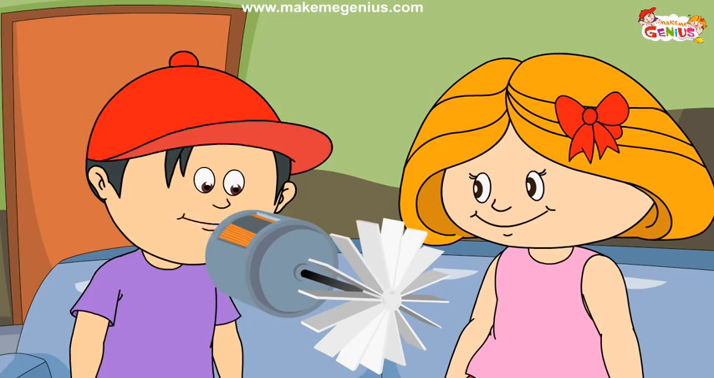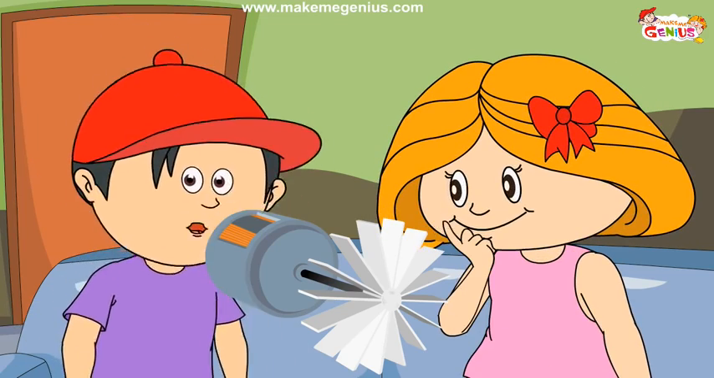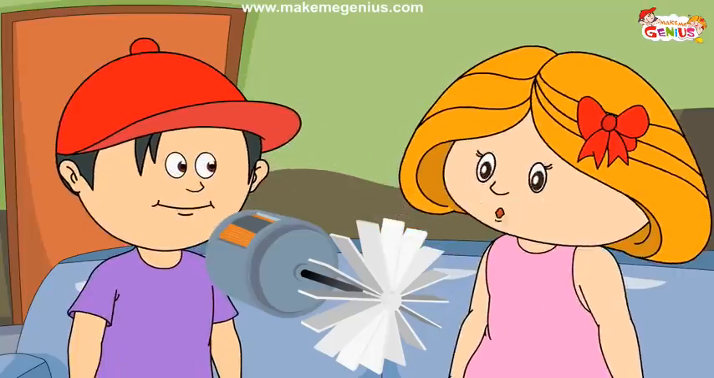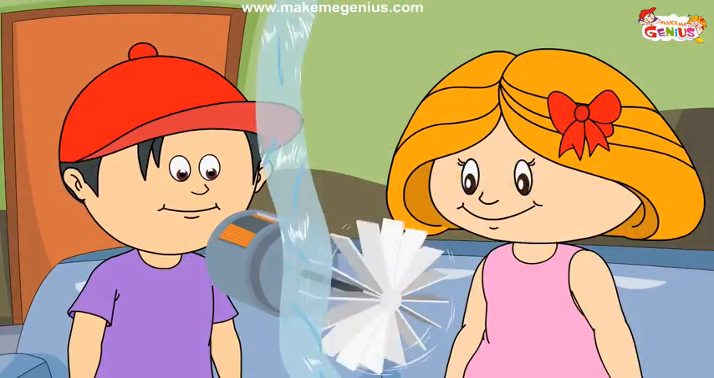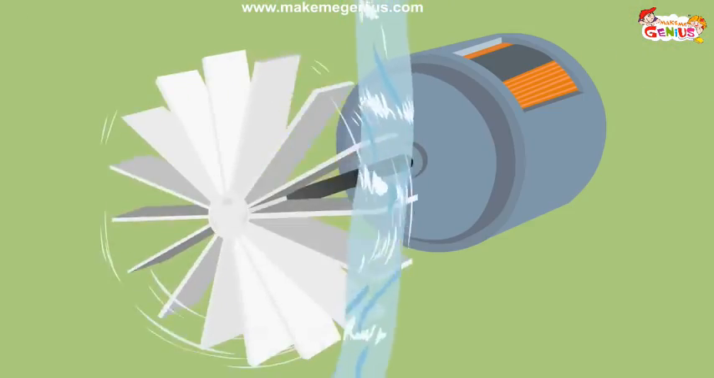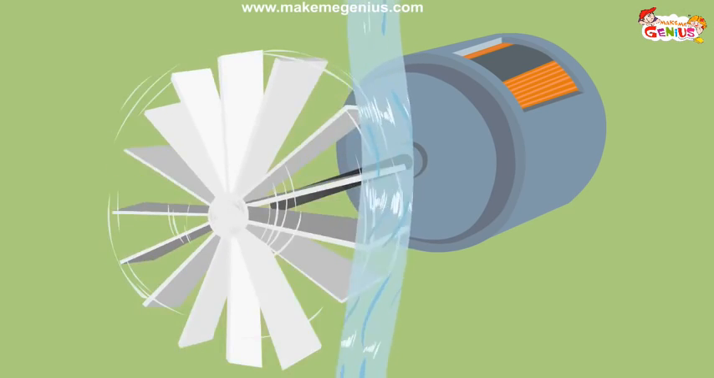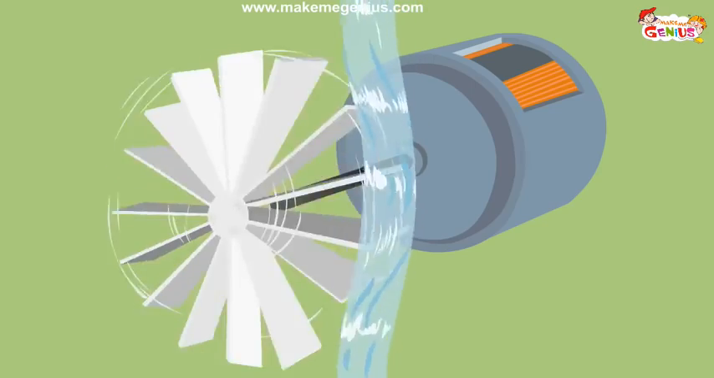But how does this fan, turbine, help in turning the generator? Look here. In some cases, a lot of water is dropped on this. The water makes it turn. When the turbine moves, the shaft of the generator also moves.